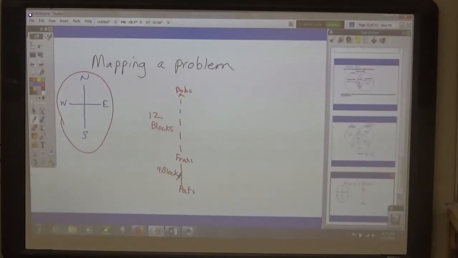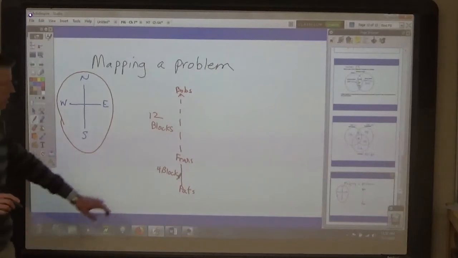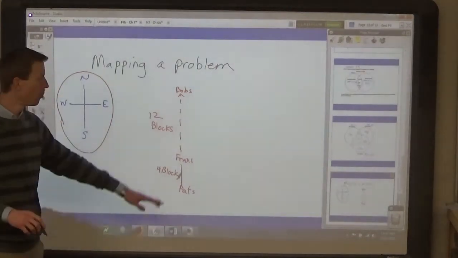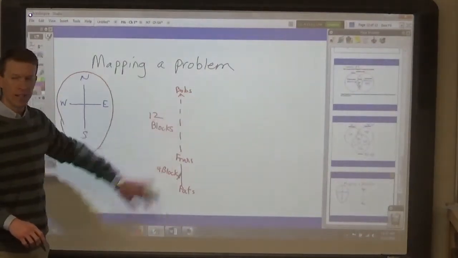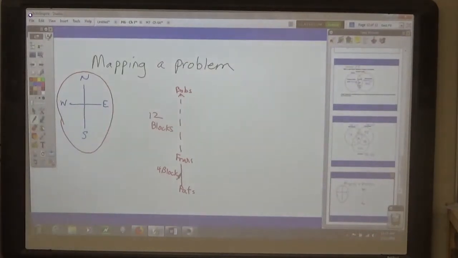And then it says Nino's office is north of Pat's office and halfway between Bob and Pat's offices. How far is Nino's office from Bob's office? So when you finish this problem, you need to put those in and then answer those questions, okay?